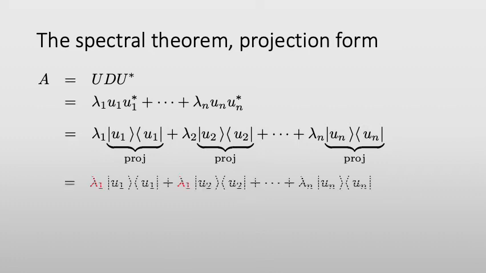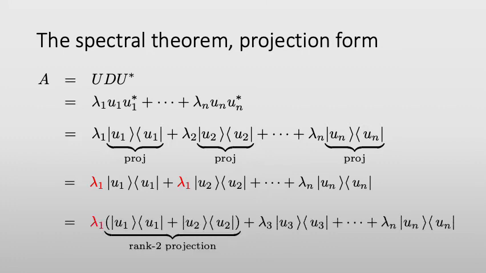For example, if lambda 1 equals lambda 2, and the rest of the eigenvalues are all distinct, then we factor out lambda 1, and get lambda 1 times the sum of two projections. In this case, lambda 1 has multiplicity 2.